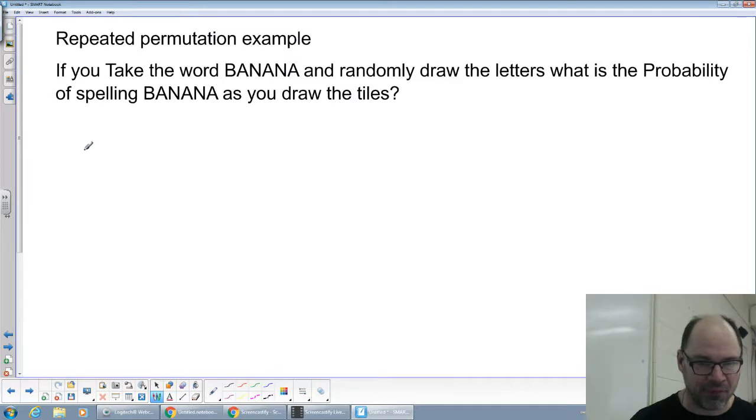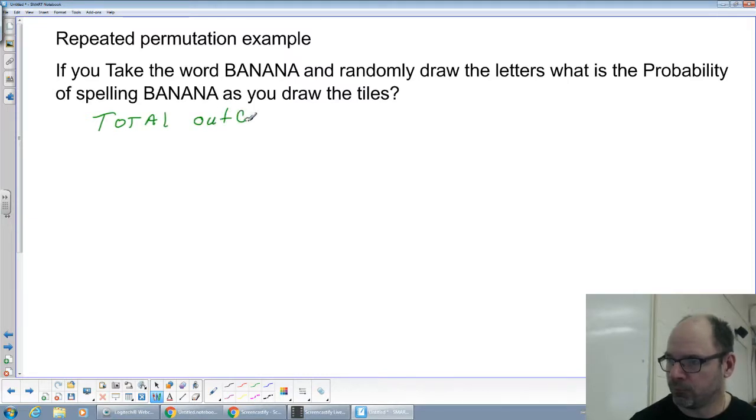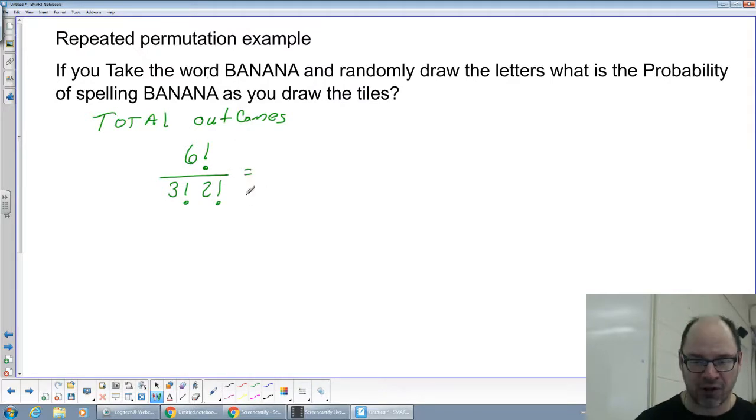But the important part is to get the total outcomes first. This is the number of ways that you can arrange the word banana. But we have repeated elements, so that's repeated permutation. There's 6 letters: 1, 2, 3, 4, 5, 6. But the A is repeated 3 times and the N is repeated twice. So this will give us our total number of arrangements.